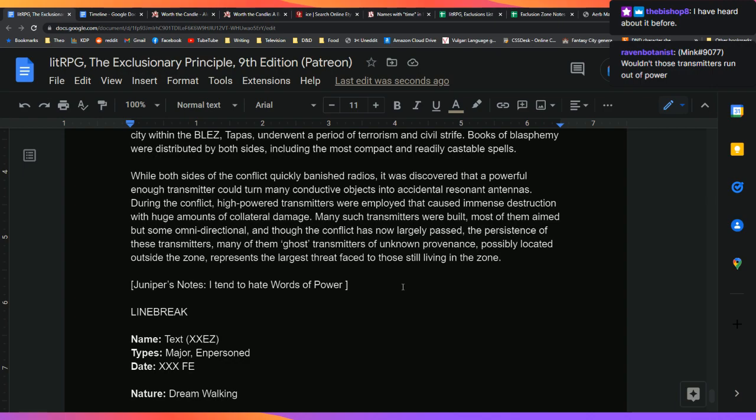But yes, and also the wording here. The conflict has now largely passed implies that someone could be, as part of the continuation of the conflict, ensuring that the transmitters keep going. This is in an expanded glossary of terms for the exclusions. This would be a conflict exclusion, where much of the danger is from other people who are in the zone, rather than anything that's natural to the magic.